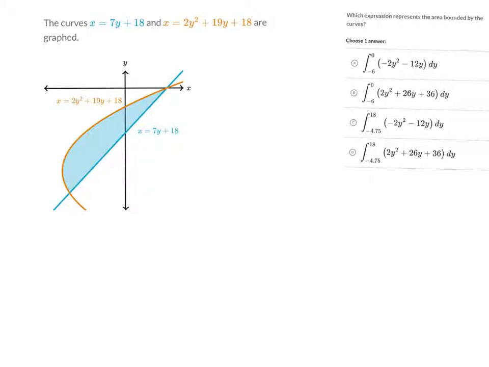Okay, I'm making this quick video with my son eating breakfast in his high chair right here, so there might be some interruptions.